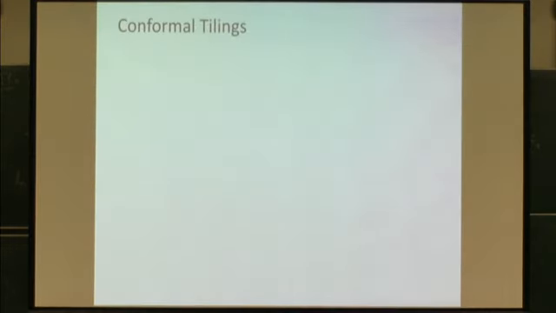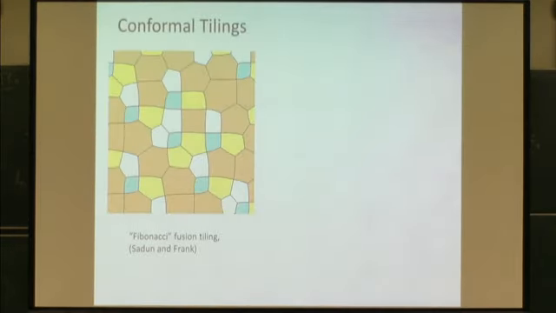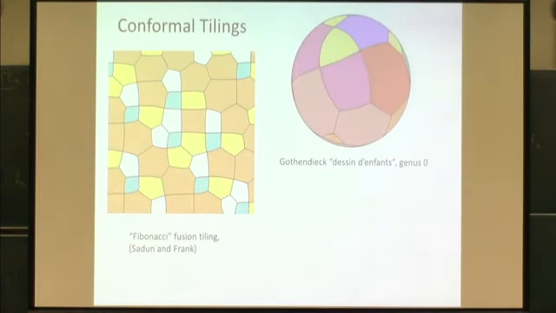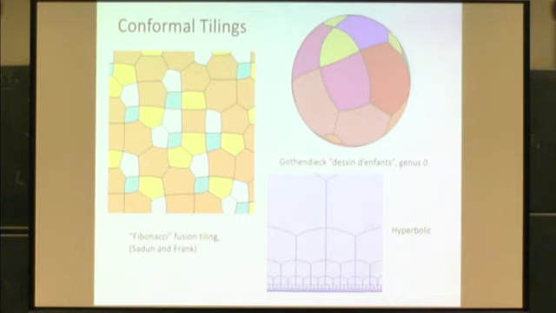But here's just a small set of examples in each of the geometries. This is called a Fibonacci fusion tiling by Lorenzo Sedun and Natalie Frank. This is one of these Dasa on the sphere. So it's the same type of structures built using the same type of triangulation. And here's a hyperbolic version.